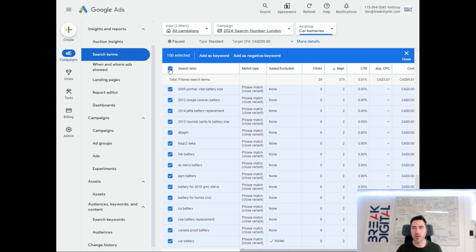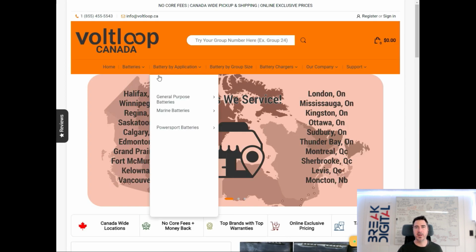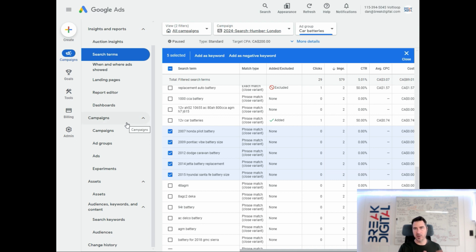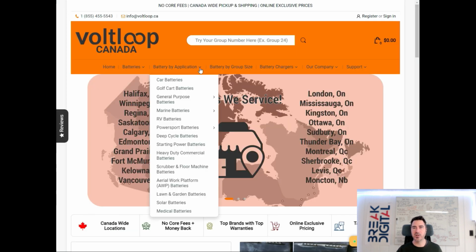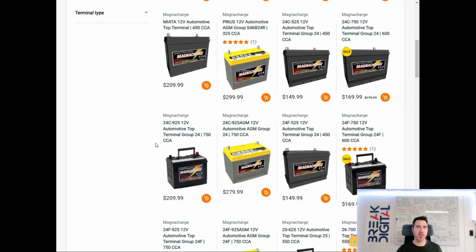And another kind of keyword we have here are different car models. 2007 Honda Pilot battery, 2009 Pontiac Vibe battery size. We have a bunch of people who know the car they have, but not the battery that they need. And that's a feature that the client is working on. We don't have it yet right now. They will have a configurator where you can punch in the year, make, model of your vehicle, and it will tell you what types of batteries you need. But right now, this ad group is just taking people to the car batteries page, and there's a knowledge gap.